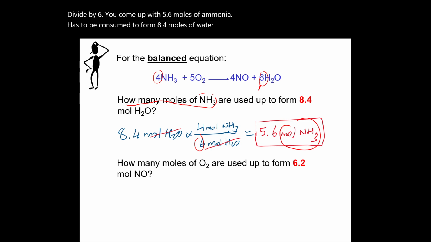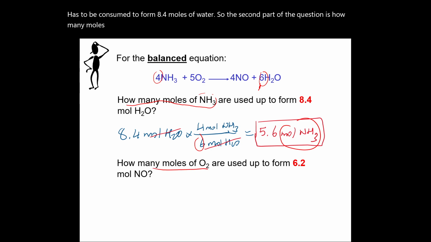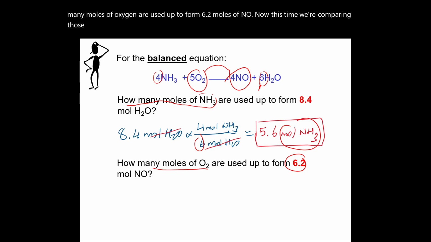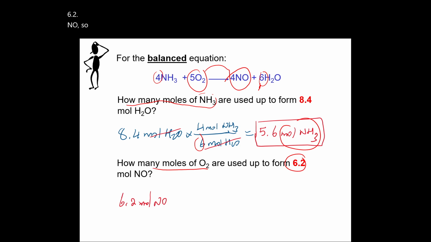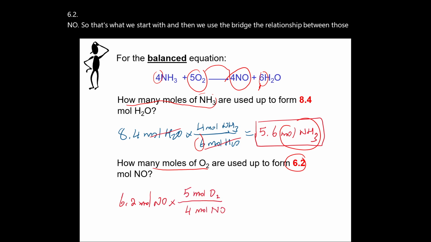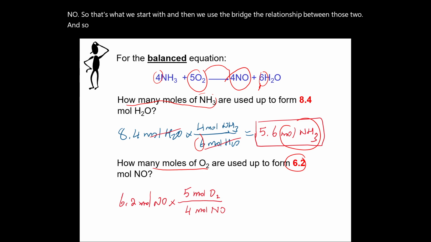The second part of the question is how many moles of oxygen are used up to form 6.2 moles of NO. This time we're comparing those two chemicals. Again, oxygen is the reactant, NO is the product. Our starting point is 6.2 NO. That's what we start with, and then we use the bridge, the relationship between those two. So the NO has to be in the denominator, and the coefficient of NO is 4.